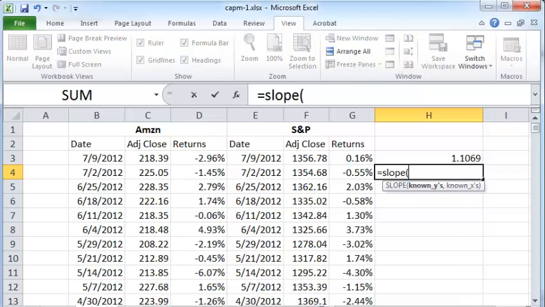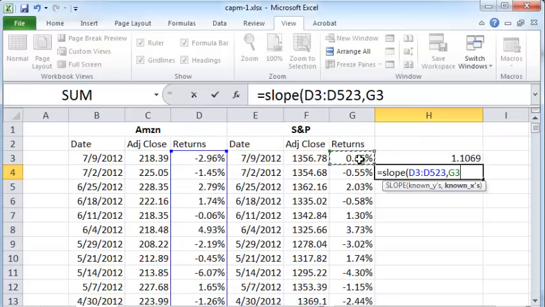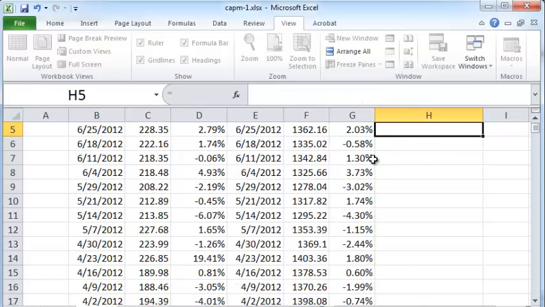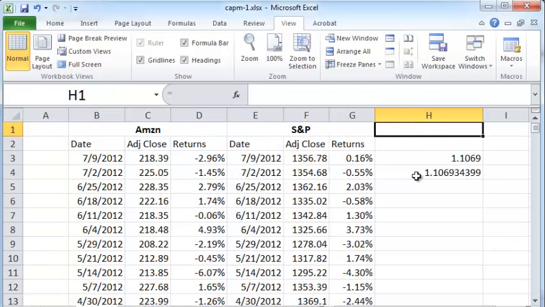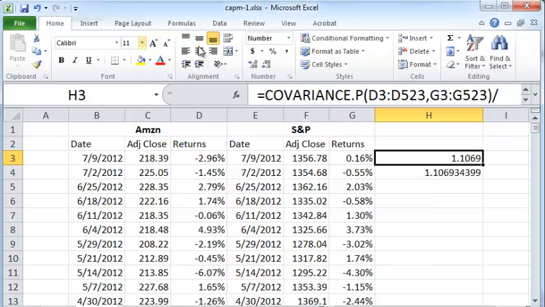Now another way to compute the beta is to use a slope function. The slope function gives the slope of the line that would be formed if you were to plot Amazon returns with S&P returns. So here Amazon returns are the known Y's and S&P returns are the known X's, and if you do a slope you'll get the same number. I just need to increase the number of digits here to show that they're really the identical number.